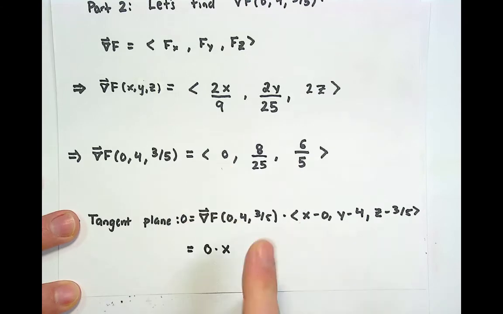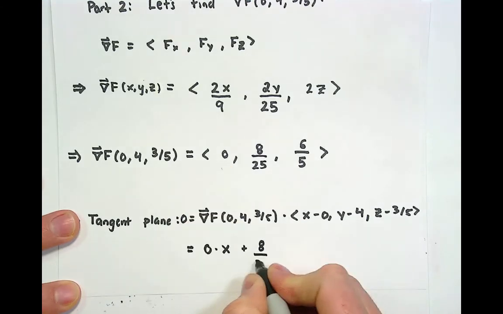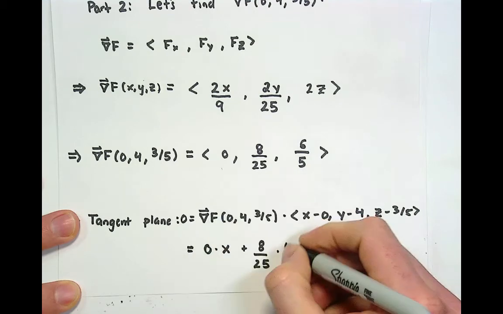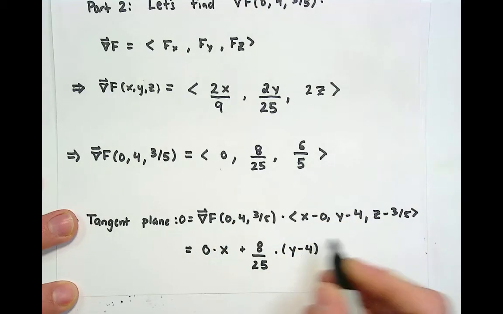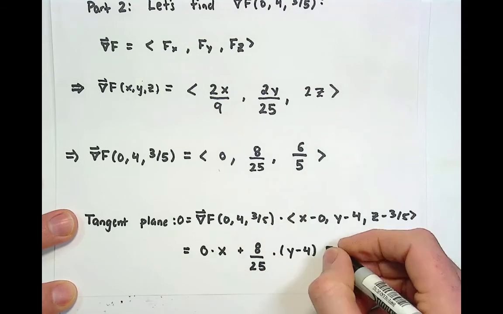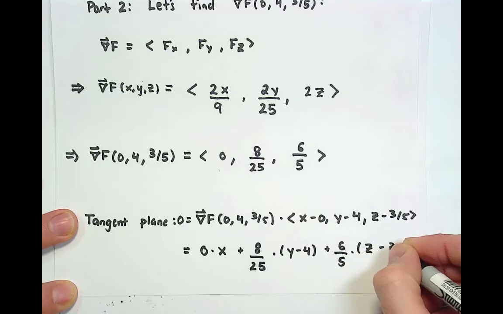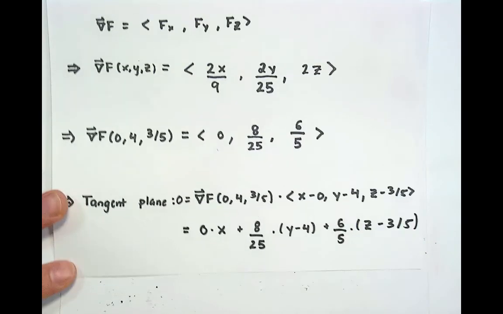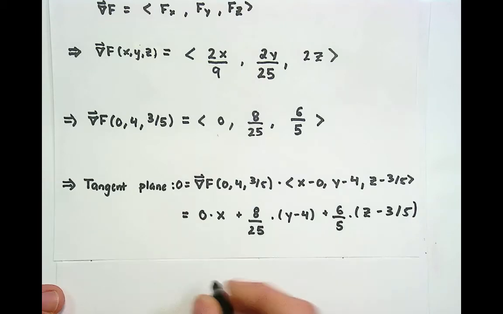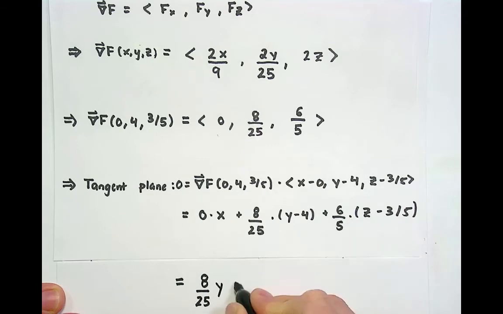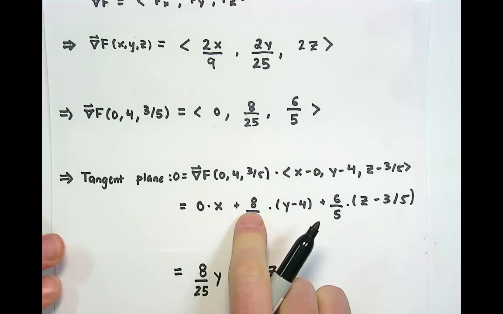And then we have here 0 times x, because that's the first coordinate, plus 8 over 25 times y minus 4, plus the last component of the gradient, 6 over 5 times z minus 3 over 5. Some of you might be thinking, let's make this look a little more beautiful by simplifying. So this would be 0, then 8 over 25 y, and then plus 6 over 5 z.